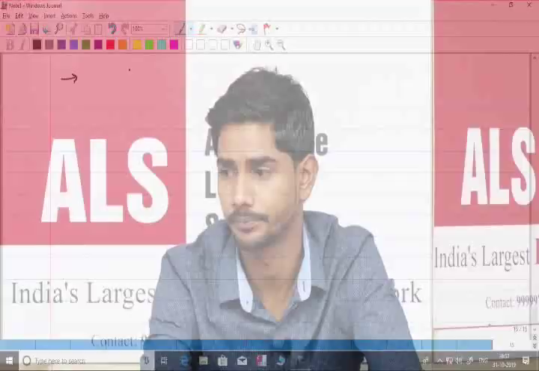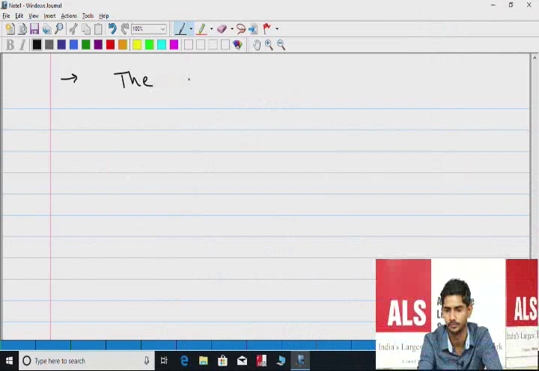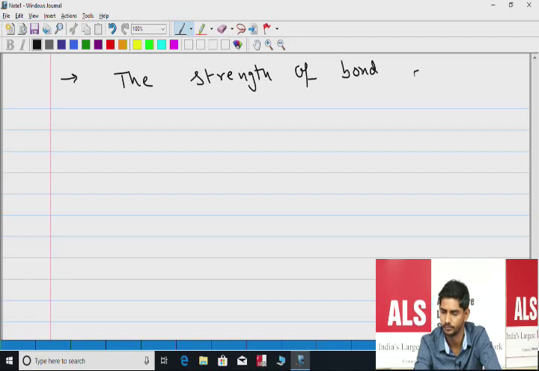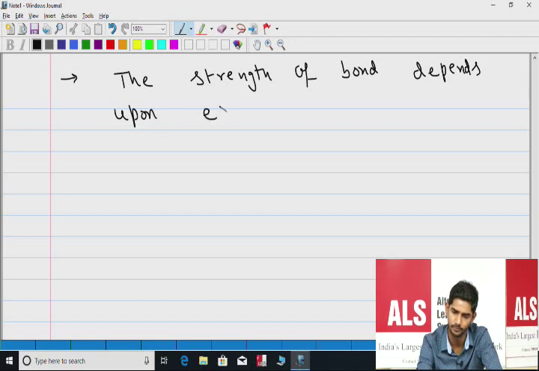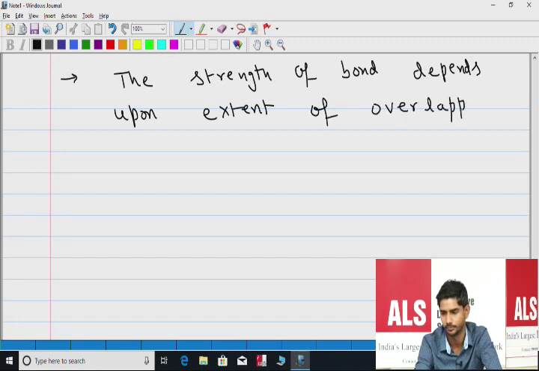Important point. The strength of bond depends upon the extent of overlapping. Means the greater the overlapping, the stronger will be the bond.